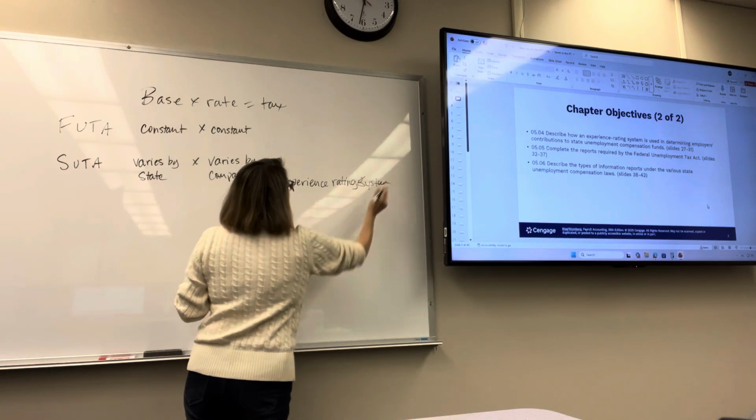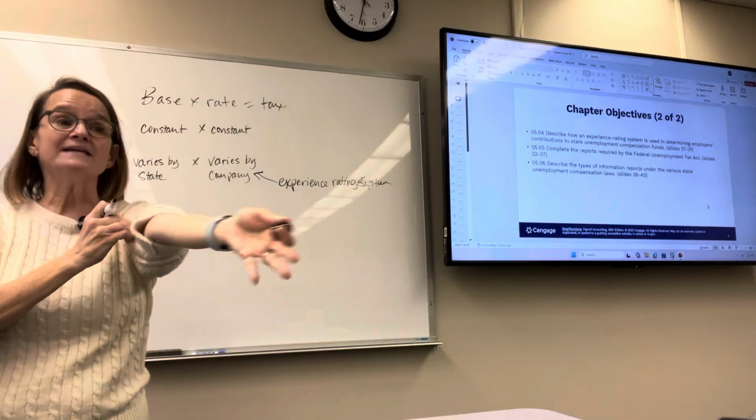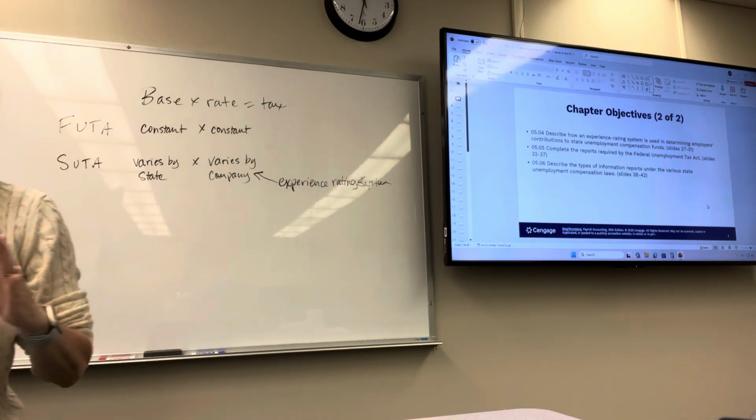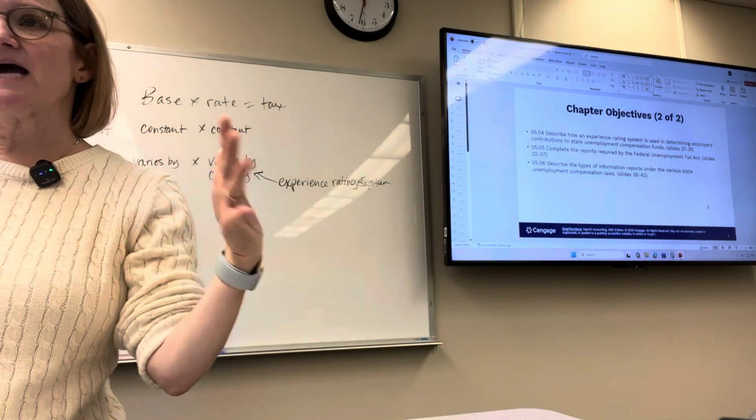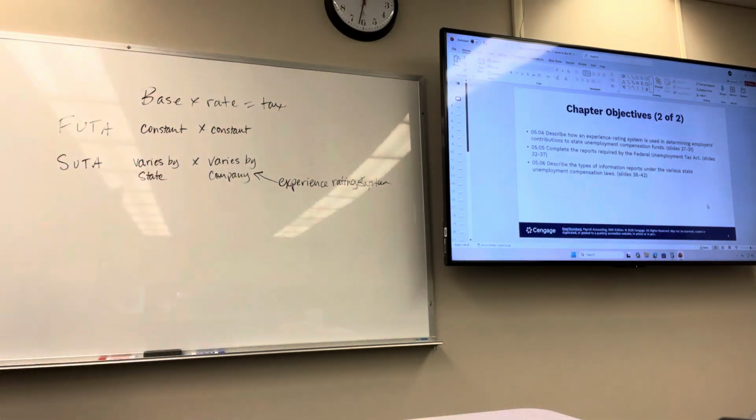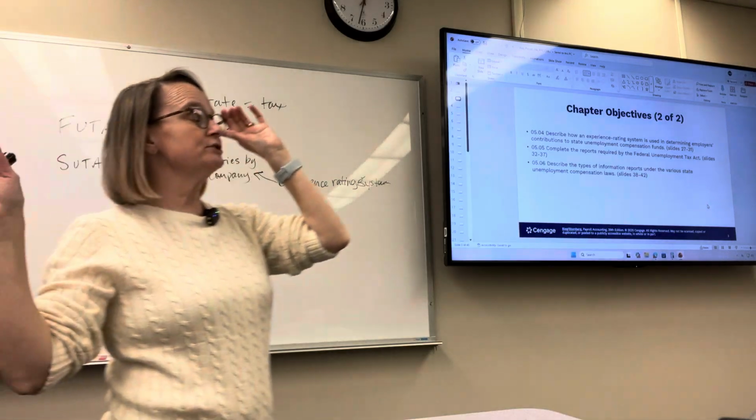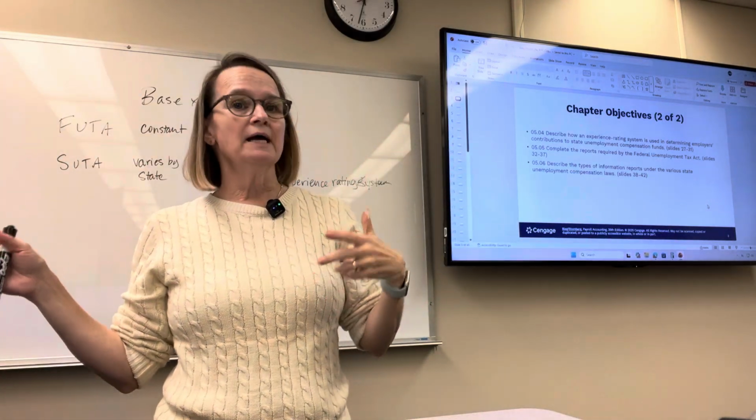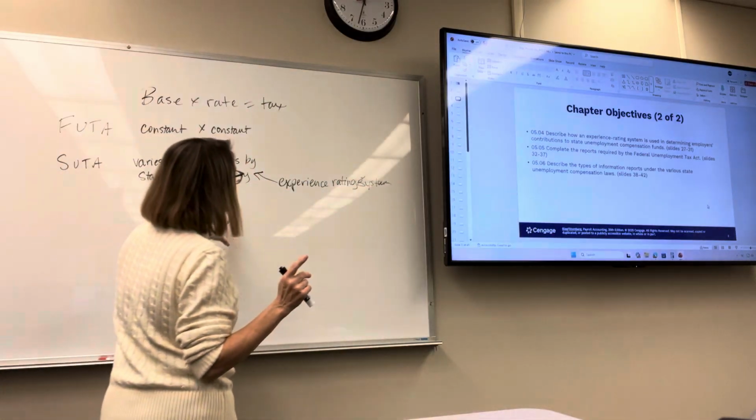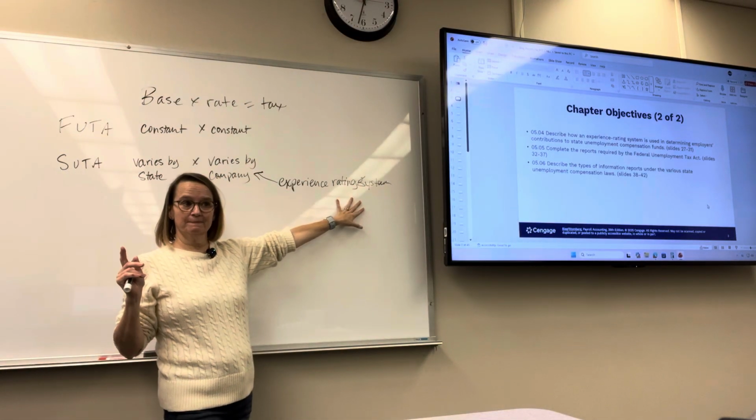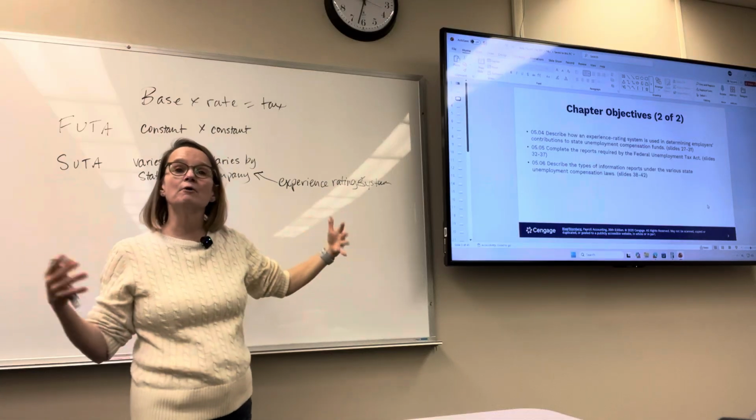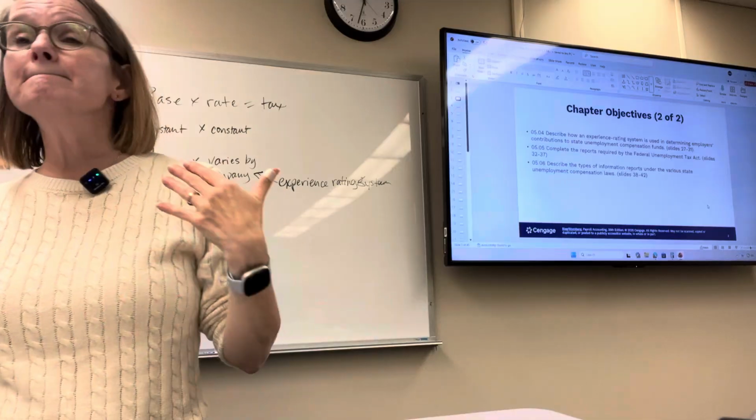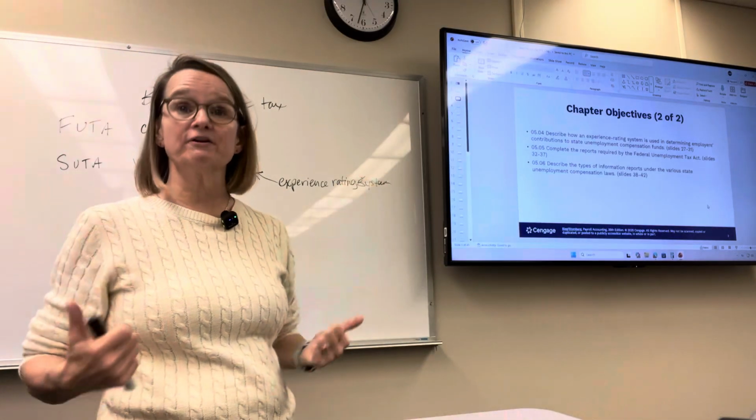So what this does, there's a range of rates. Each state sets up a range of tax rates, but the range is determined by the state, and the actual rate within that range is going to be based on a company's experience rating. The experience rating is how much have they used the unemployment benefits? How many of their employees have drawn from the fund?